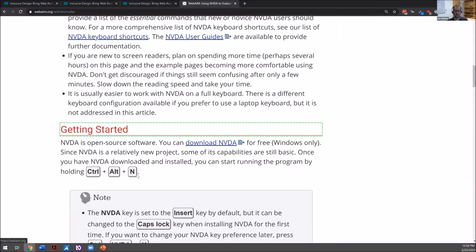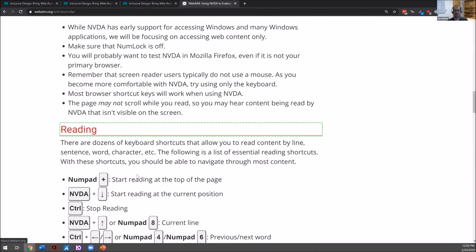So it gives me information on the essential keys to get going, to download NVDA, those kinds of things. Reading. Heading level 2. Sorry, that was me. I shouldn't have hit the 2 key while I was talking. So it gives me information on reading.